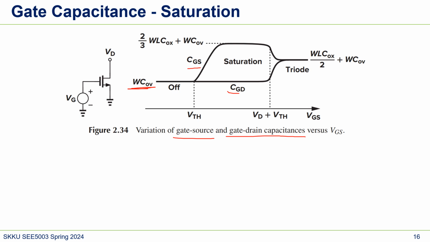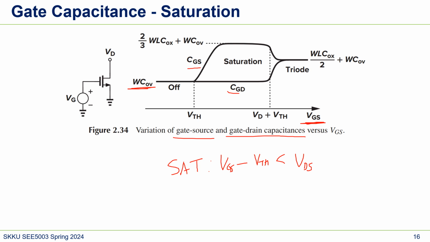First of all, why does the saturation region come first? We always talk about cutoff and triode and then saturation. That's because we're looking at this VGS. What was the condition of the saturation region? VGS minus VTH is larger than, no, actually the opposite, is smaller than VDS, right? This is our saturation region condition.